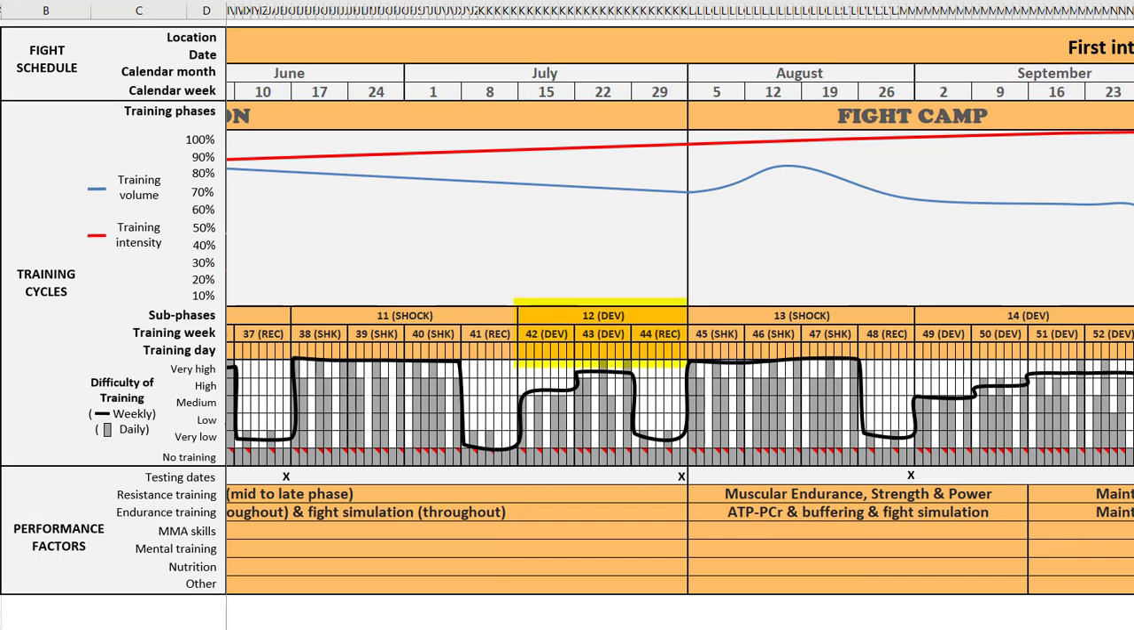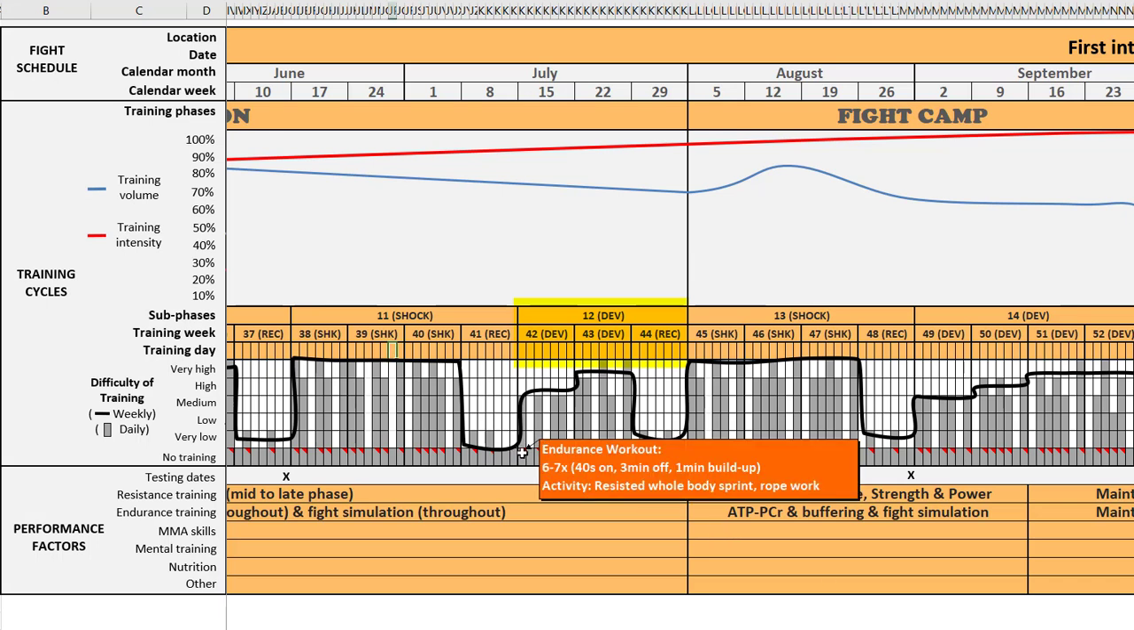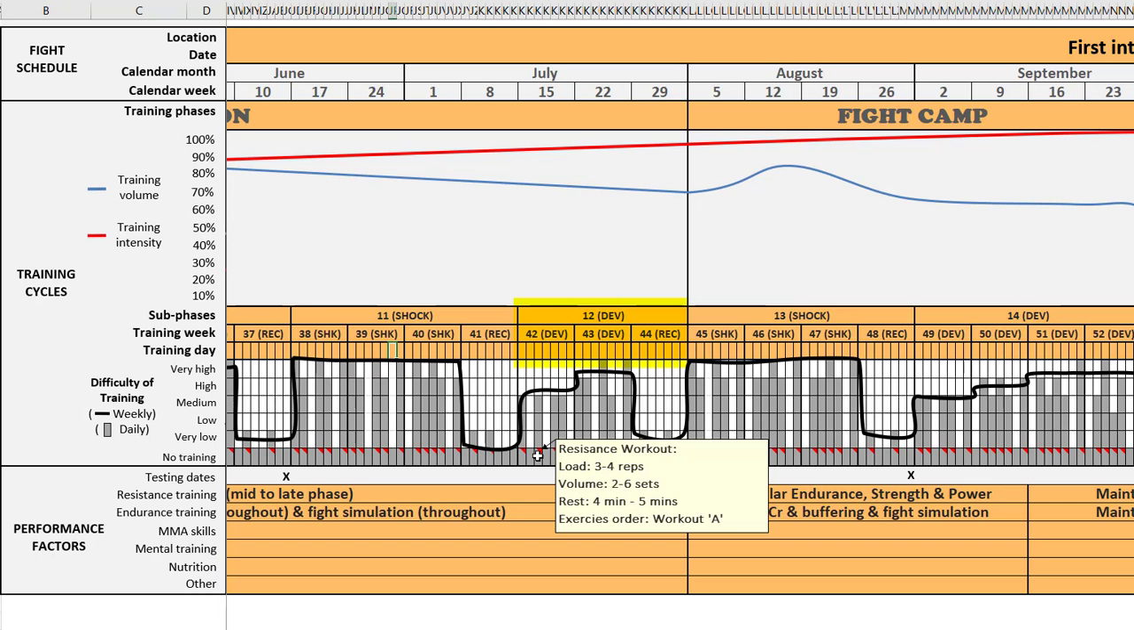It's a developmental subphase, but this time we're working with a 2-to-1 loading plan. I wanted to schedule a shorter subphase here to build in more rest before the fight camp. So again, we're looking at a shorter, smaller 2-to-1 loading plan. Let me scroll over here. For endurance training, the work intervals drop to around 40 seconds. For resistance training, the repetitions drop to 3 to 4, and that's the first resistance workout. This is purely a strength workout.